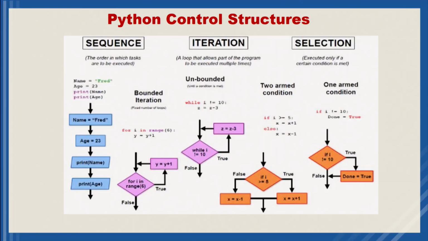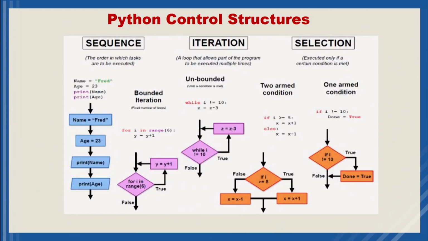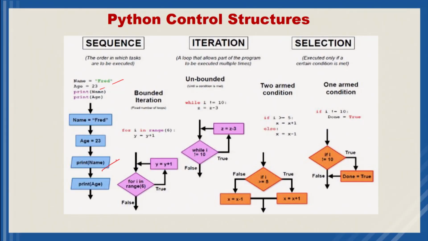When you take the sequence data type, see here, where you are assigning a name with double quotes and age over here. Now, for the flow chart of this, you have the rectangle symbol for assignment, and then you have the parallelogram symbol for printing the name and age. So here the name itself indicates that a sequence of instructions gets executed.